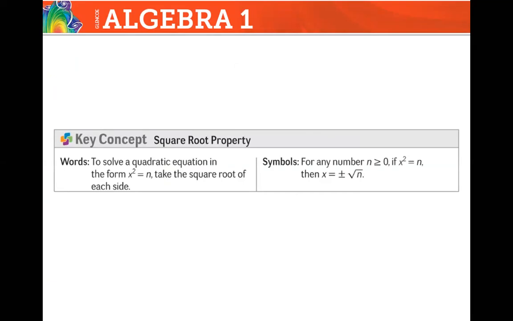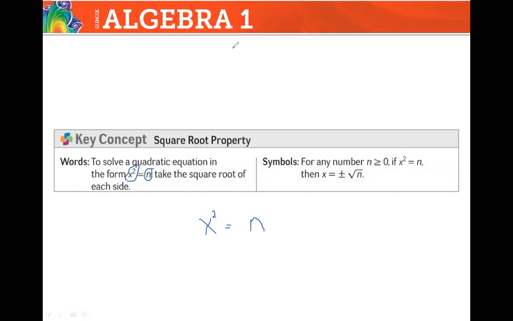Square root property. As you know, the square root is the opposite of power 2. So if I have x power 2 equal to n, where n is any number, I need to find the value of x, because it says solve. So I need to remove this power 2.